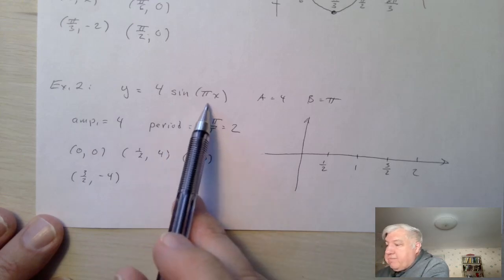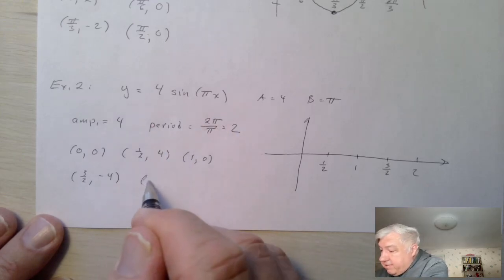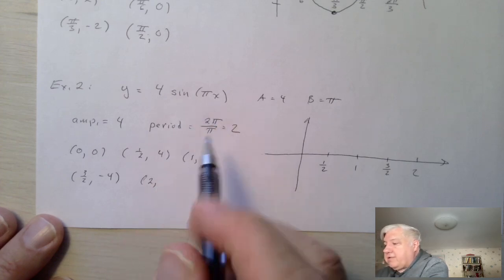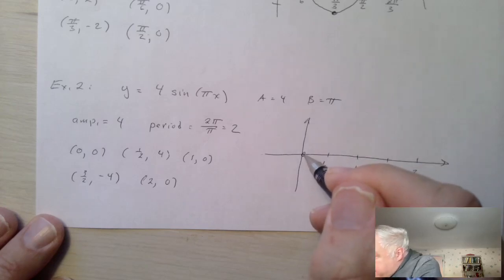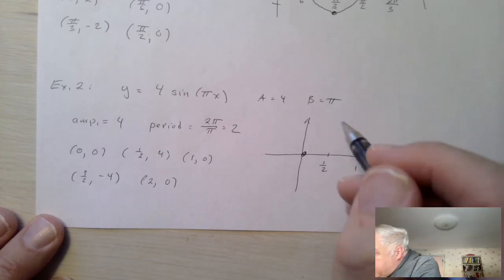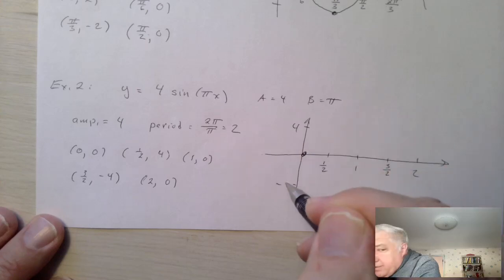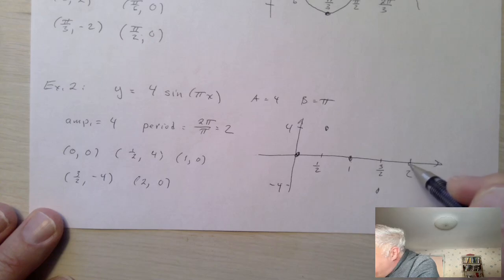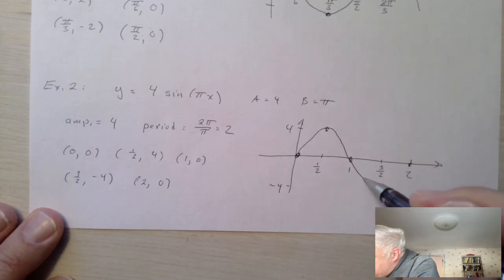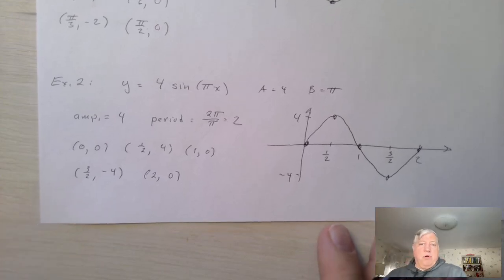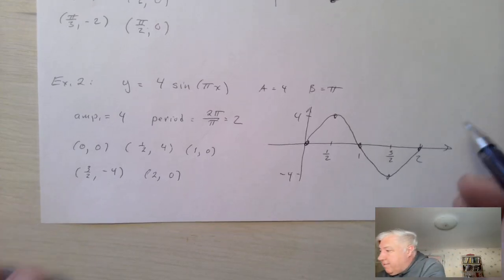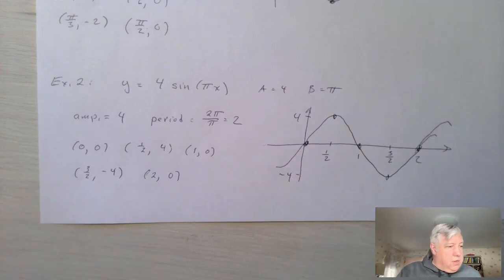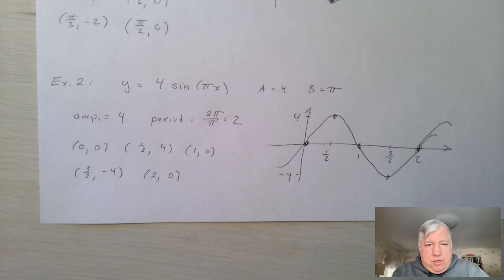And then you can check that when you plug in x equals 2, you get 0, right, because the sine of 2 pi is 0. Okay. So you get this point. Here's 4. Here's -4. And so that's what one cycle looks like. Okay. Just like that. Down like that. Okay. Good, I hope.